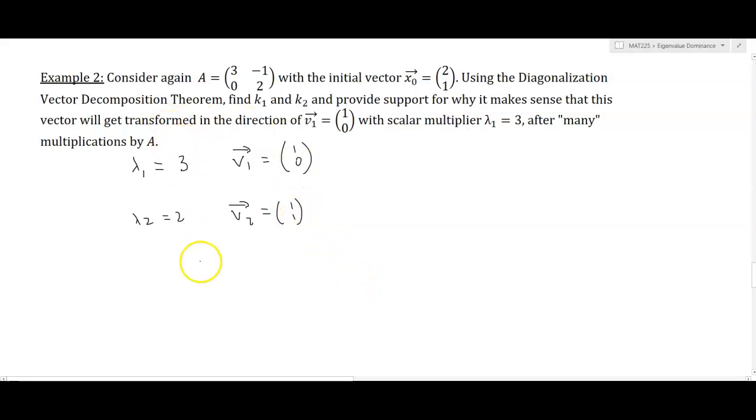So using the diagonalization decomposition theorem, where that vector will be after t multiplications by A is given by k1 lambda 1 to the t times v1 plus k2 lambda 2 to the t times v2. We only have two eigenvectors and two eigenvalues, so this will only have two terms. What we need to do first is solve for k1 and k2 before we apply this formula. The way we're going to do that is that our x0 vector is going to be some linear combination of our two eigenvectors.